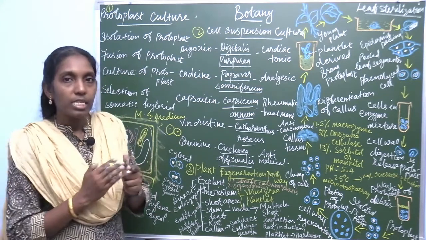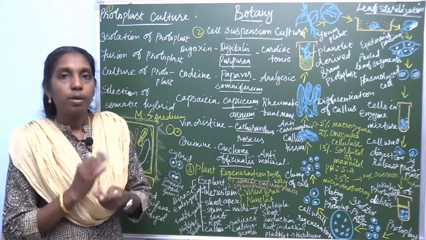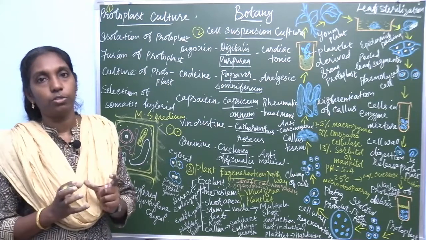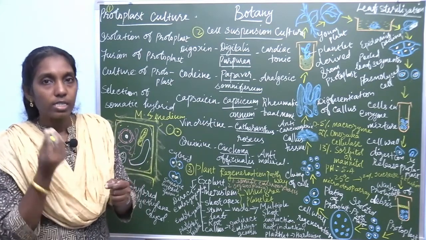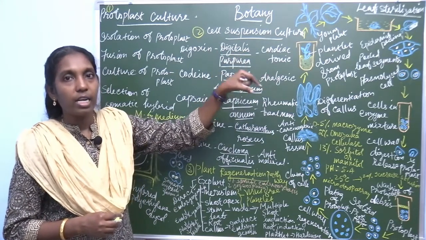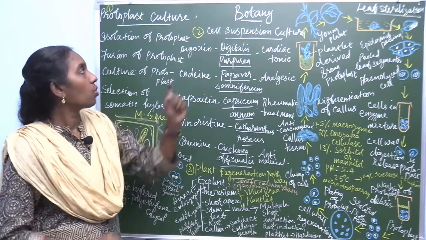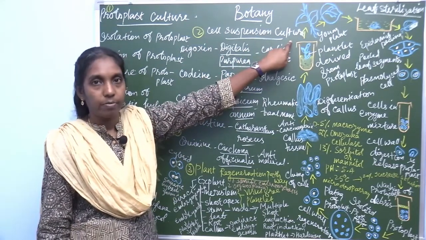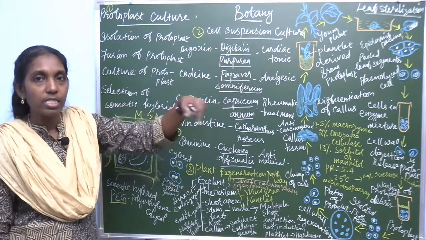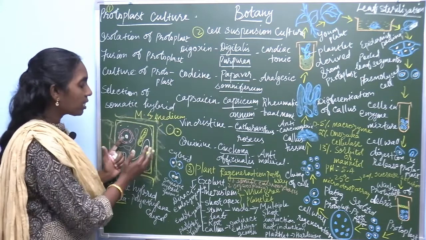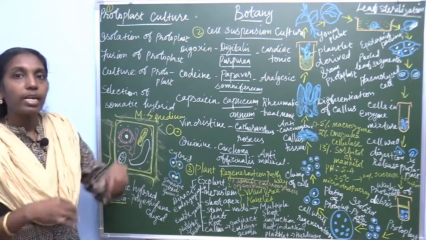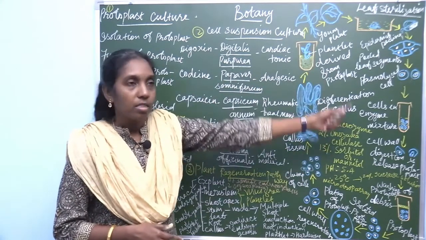This mass of cells can be separated by shakers. Allow shakers to separate this callus tissue. From the callus, a few cells or a single cell can be selected and cultured in a liquid medium. That culture is called cell suspension culture. So there is a difference between protoplast culture and cell suspension culture. What's the difference? In protoplast culture, after removing the cell wall from the cell, the protoplast is isolated and cultured. This is the method.